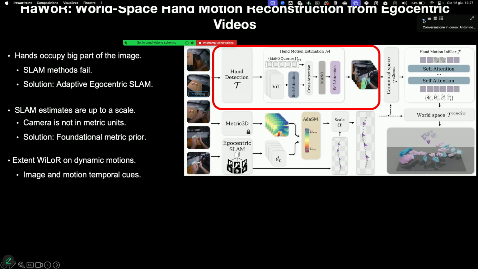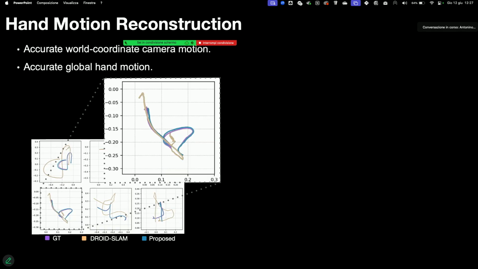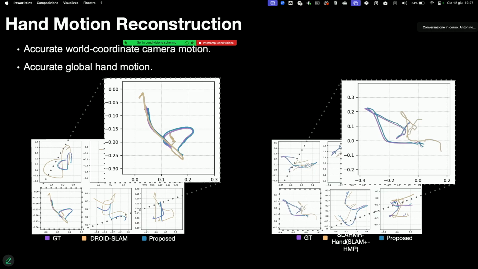Let's look at our results. As you can see, we achieve accurate world coordinates, camera motion, and better global motion compared to the different baselines.